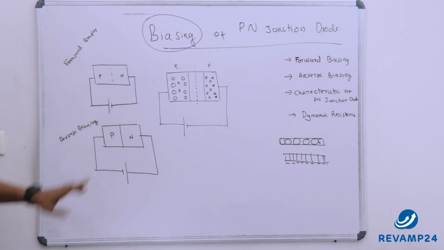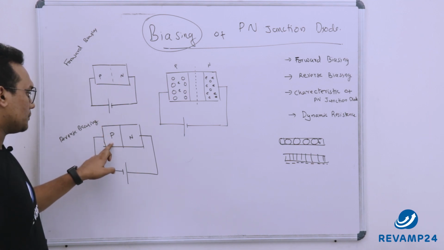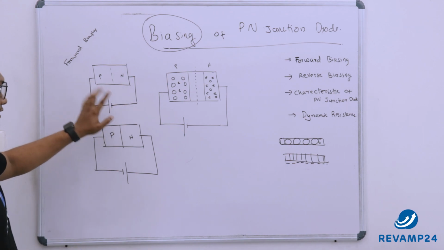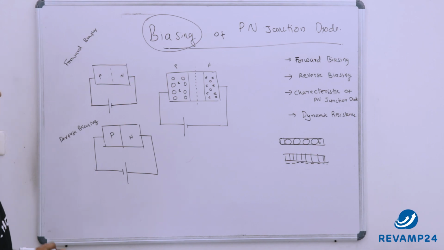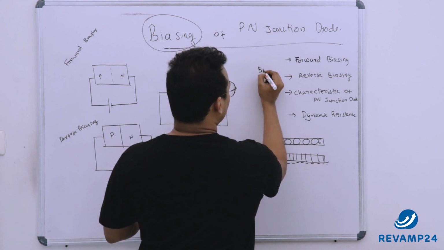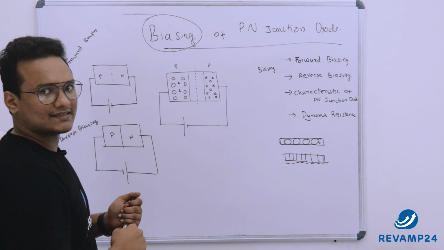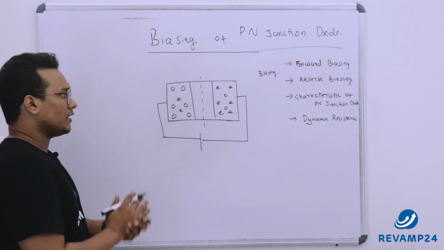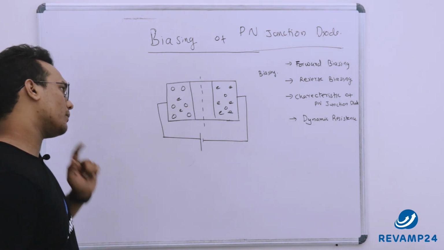What is the difference? Here with P I have connected the positive terminal of the battery, and here with P I have connected the negative terminal of the battery. So P with positive, N with negative is forward biasing. P with negative, N with positive is reverse biasing. So these two topics come under biasing, that is providing a potential difference or connecting a cell across a PN junction diode.